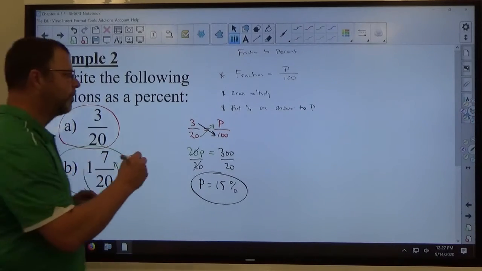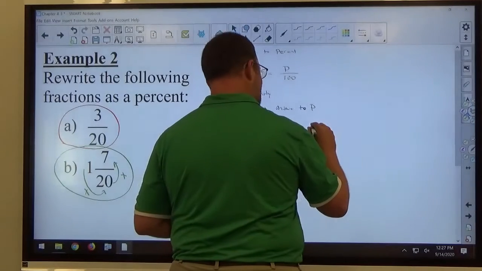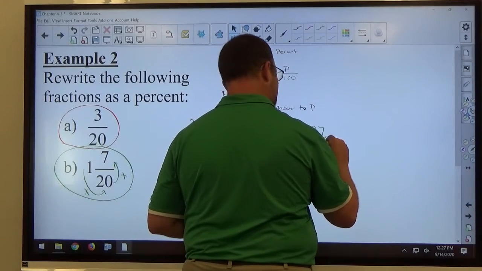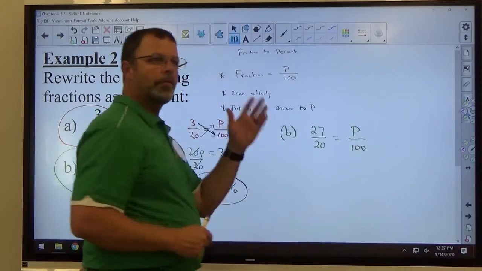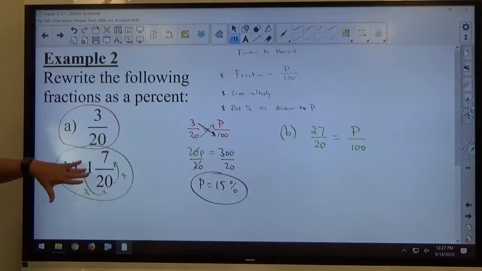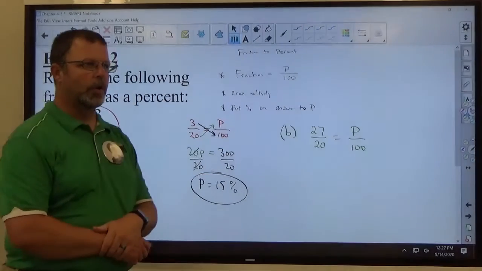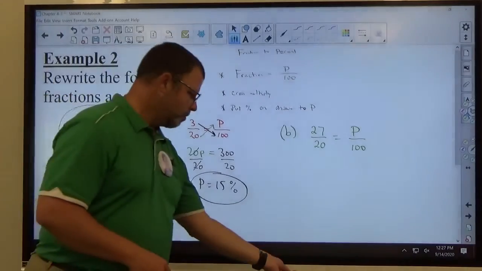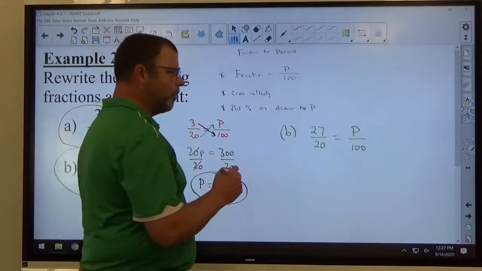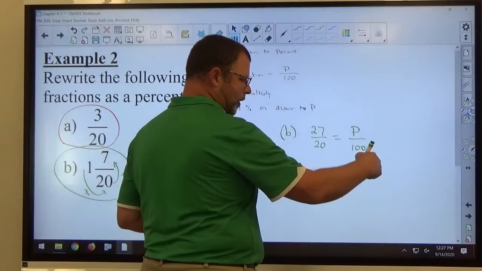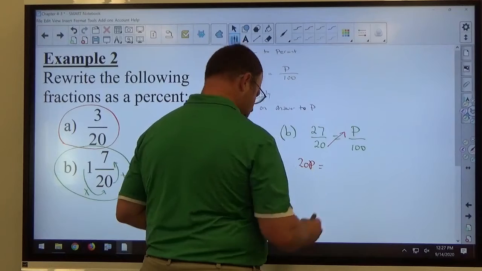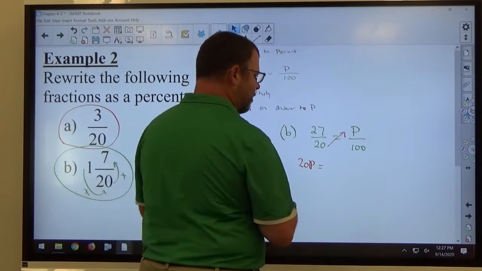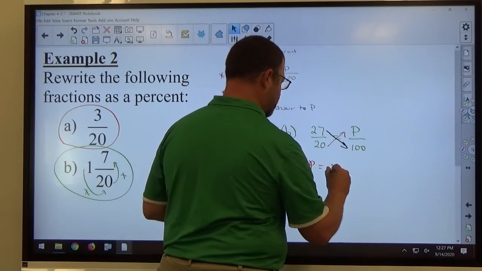So part B, I'm taking 27 over 20, setting that equal to P over 100. Whatever my fraction structure is, I want it to be just a number over a number structure. That fraction structure equals P over 100. That's how you build the proportion. And again, we just cross multiply. The upward product equals the downward product. So upward, 20 times P, equals the downward product, 27 times 100, which is 2,700.